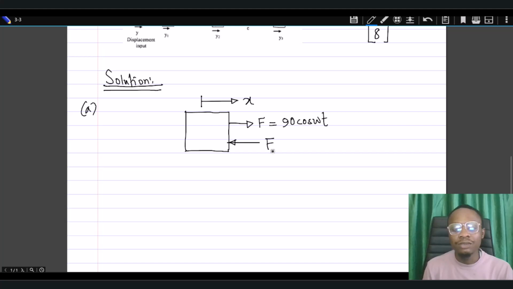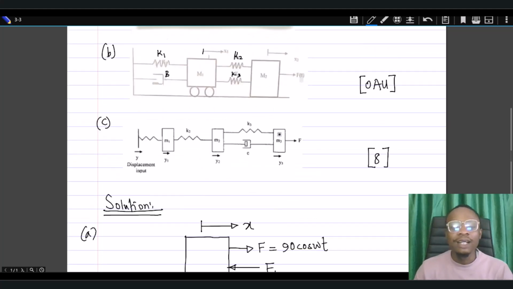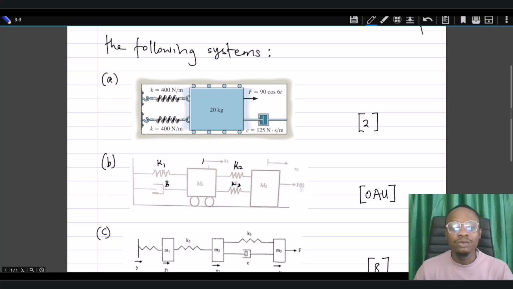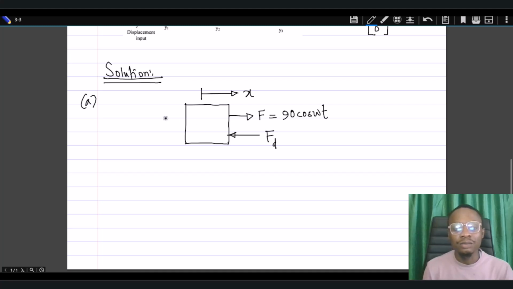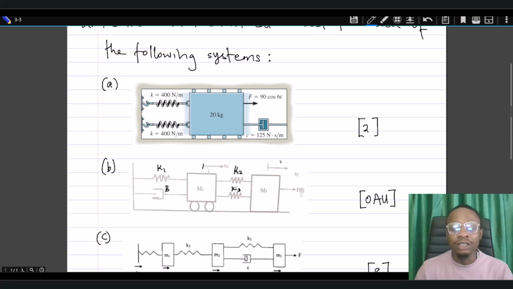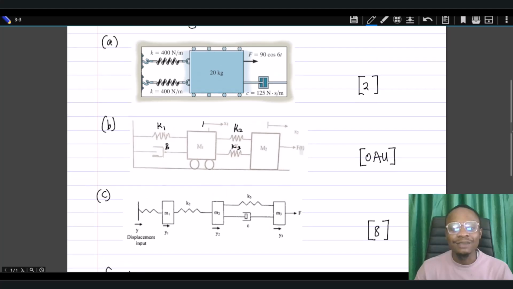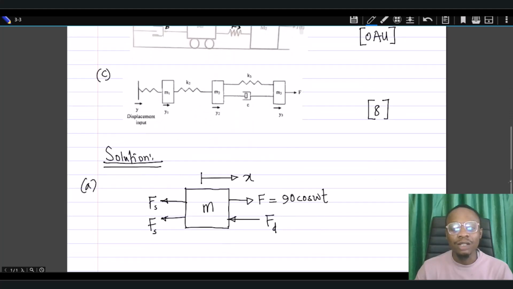So this is the force due to the dashpot. And then we have the forces due to the springs. So we have those directed to the left as well. So this is going to be F sub S here, and then this also F sub S, both directed to the left. And by that, we know that we have some mass right here. So we have taken care of everything that we need to take care of. There will be some normal reaction up and down, but they are not relevant to our analysis. So we have taken care of everything that is relevant to our analysis here.